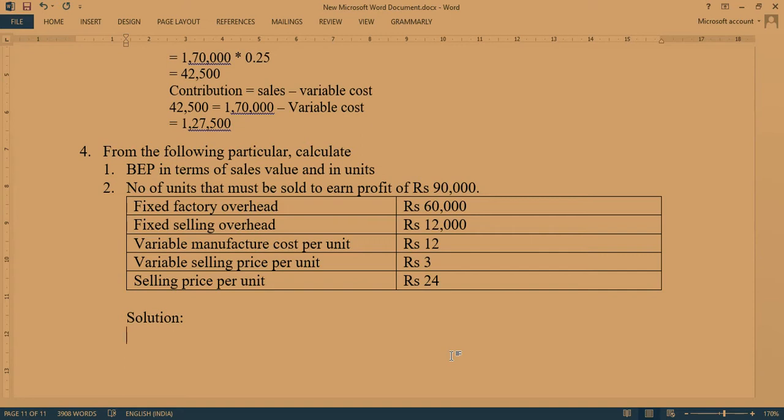Welcome back. This is the fourth question, in which we are discussing the break-even point, the profit volume ratio, and the sales units needed to earn a profit of rupees 90,000. That will be discussed in this video.